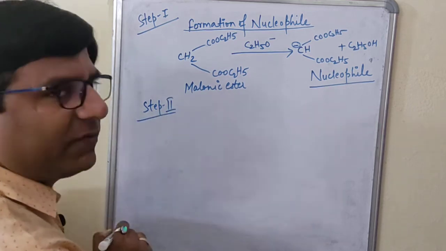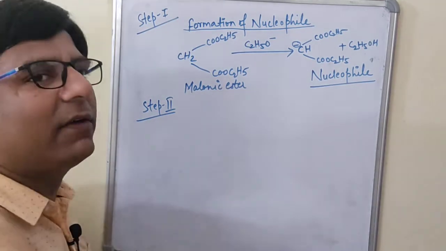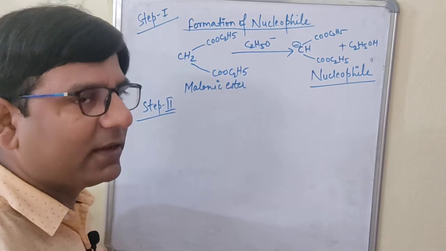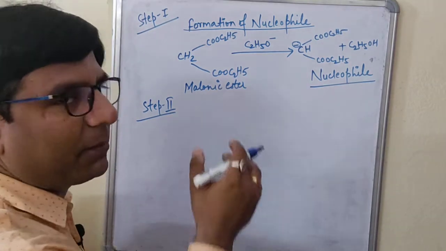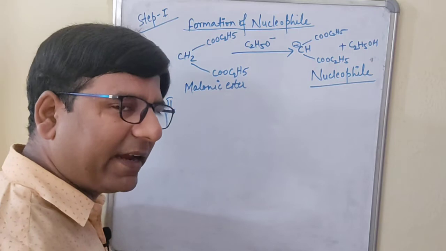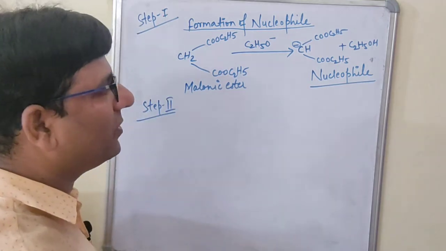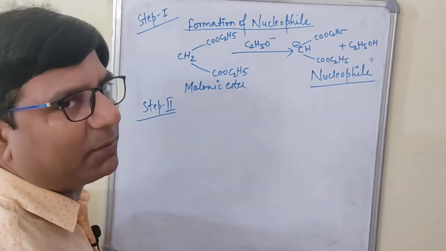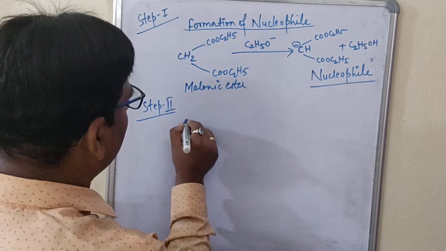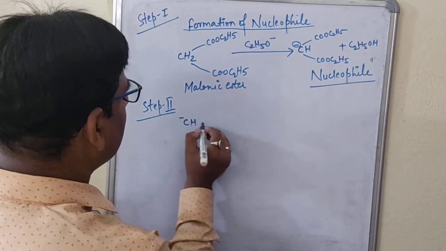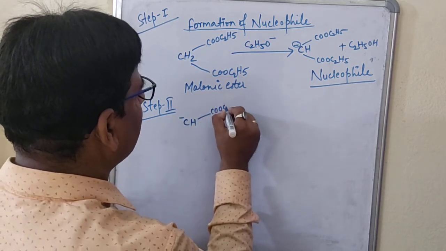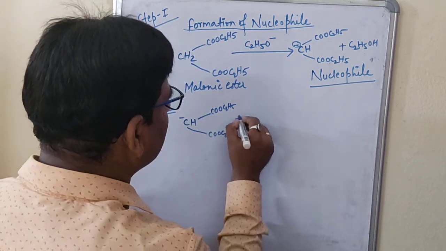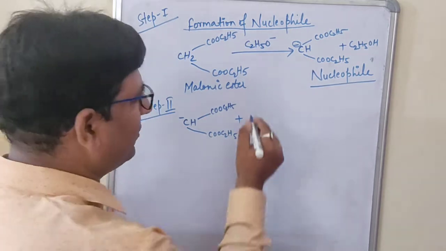In step number 2, what will happen? This nucleophile will react with the alpha beta unsaturated carbonyl compound. That is the thing we have seen, the Michael acceptor. Michael acceptors are those compounds that are alpha beta unsaturated carbonyl compounds. So here we will write CH minus (COOC2H5)2 plus any alpha beta unsaturated compound.